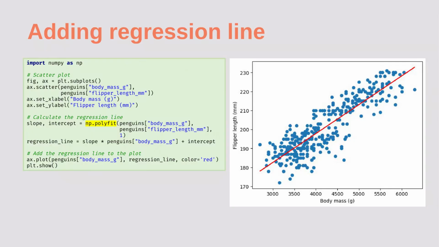Then we use the plot method with the penguin's body mass as the first argument and the regression line data as the second argument. We color the line red. Calling plot.show displays the plot.